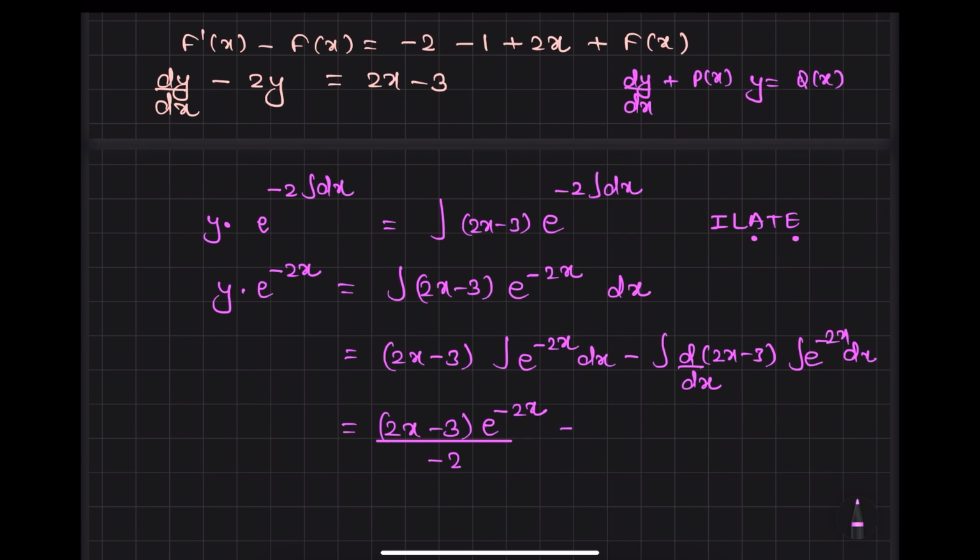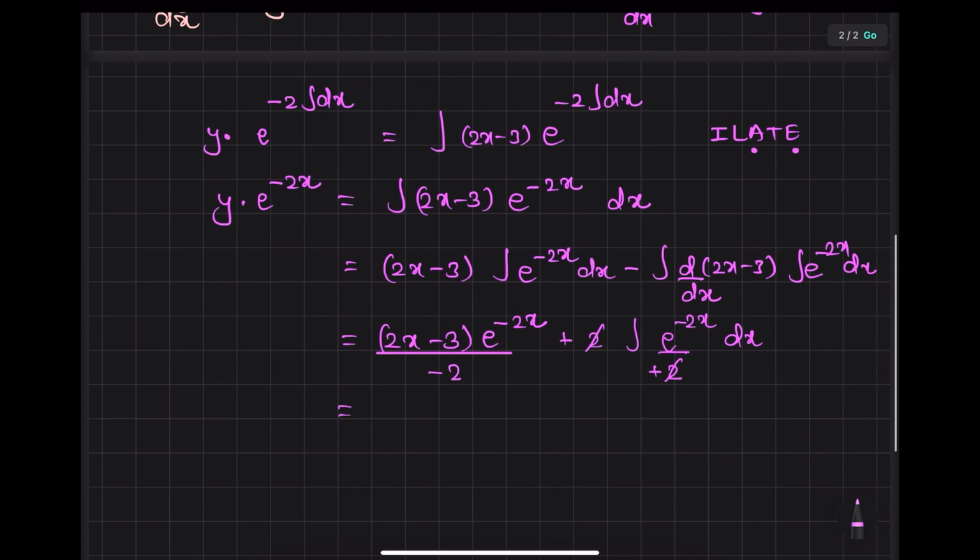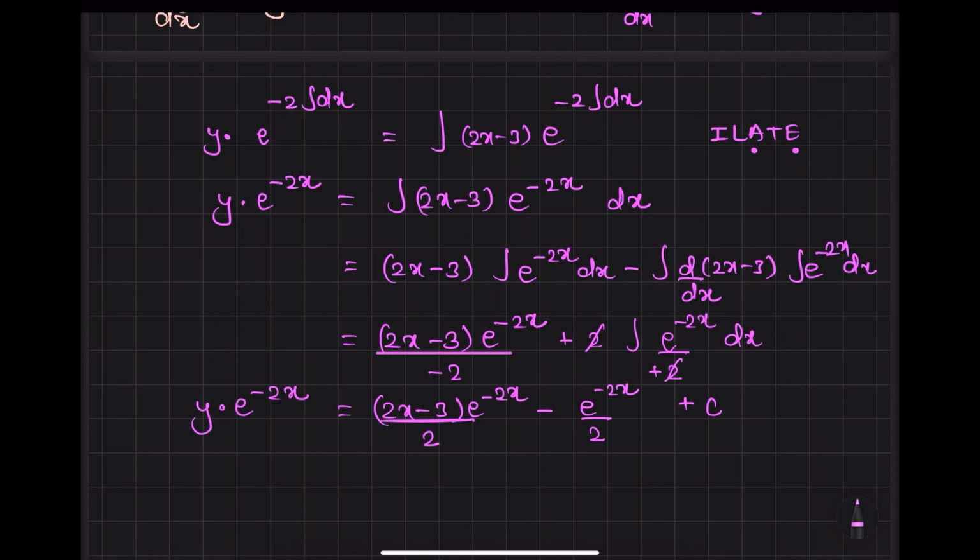First element is done. Now the differentiation of this will become 2. So minus of 2 times integration of e power minus 2x by minus 2 dx. So minus and minus will become plus, the 2 is gone, and then one more integration. We will have (2x minus 3) e power minus 2x by 2 minus e power minus 2x by 2, plus integration constant c. So y times e power minus 2x. So we got this function.